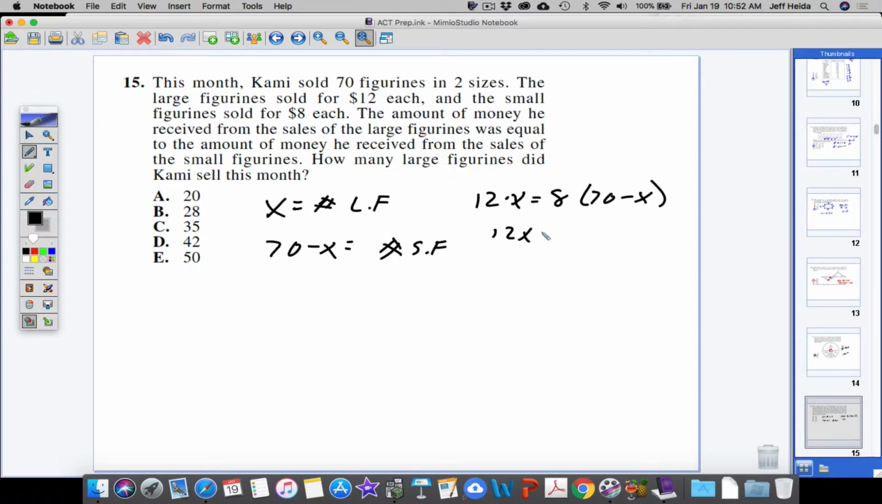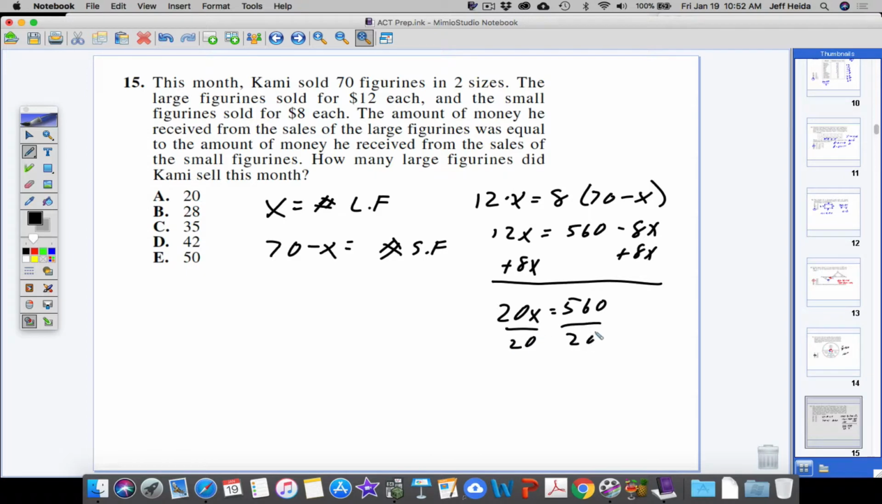12X, we have to distribute 8. 8 times 70 is 560. 8 times 7 is 56. Add a 0 on the end. Minus 8X. Add 8X to each side. And you get 20X is equal to 560. Divide both sides by 20. And X is equal to 2 goes into 56 28 times. So the answer is 28.